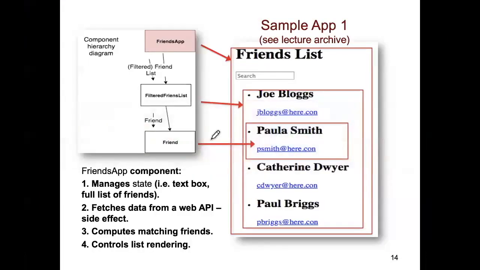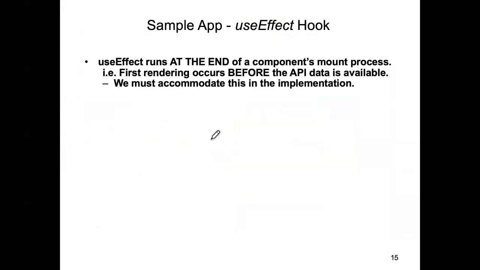So some points that you need to be aware of. One is that the use effect itself, it runs, I'm saying, at the end of a component's mount process. So the Friends app, that component at the top of my hierarchy, that will have rendered or executed once before the use effect hook callback is actually executed, which means that the first rendering of my Friends app component happens before I've got any user profiles available to me. And we need to be aware of that.